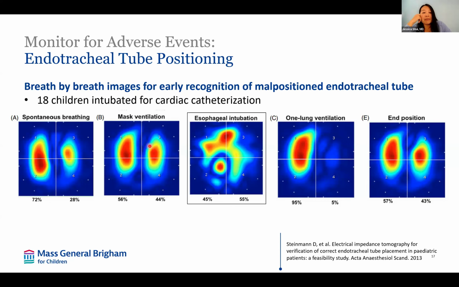So in this example, just to show the concept, in 18 children who were intubated for cardiac catheterization, they showed what the aeration looked like with spontaneous breathing versus mask ventilation versus endotracheal intubation, one lung ventilation, or the ideal positioning. And so that could be a great way to troubleshoot.